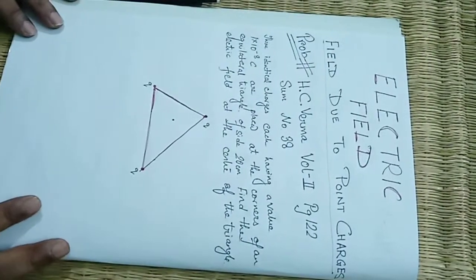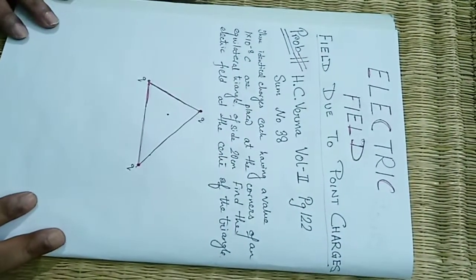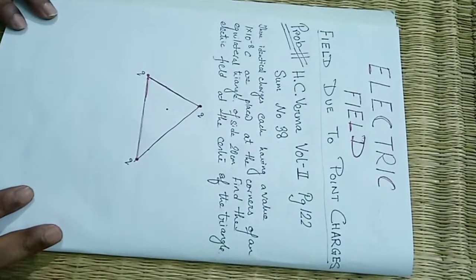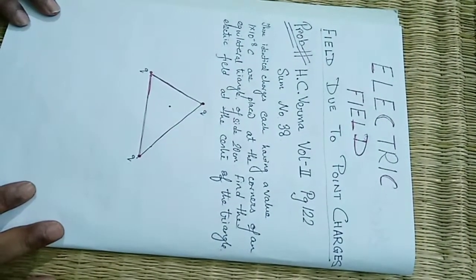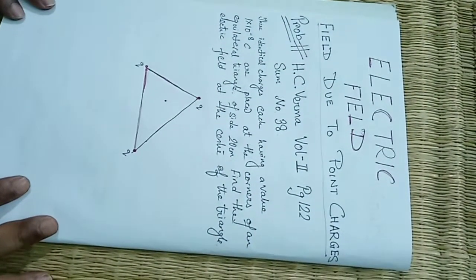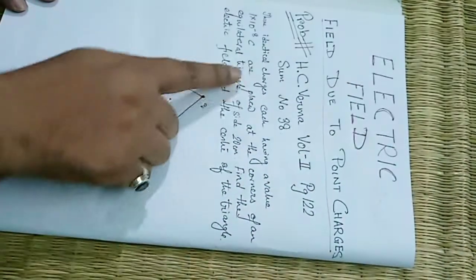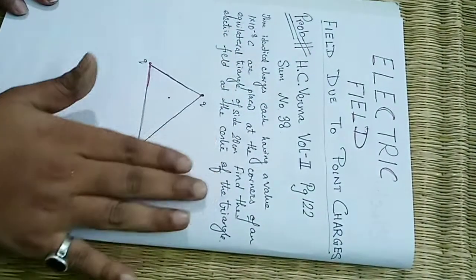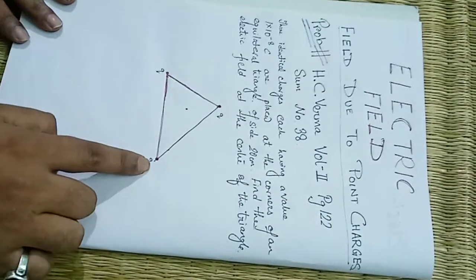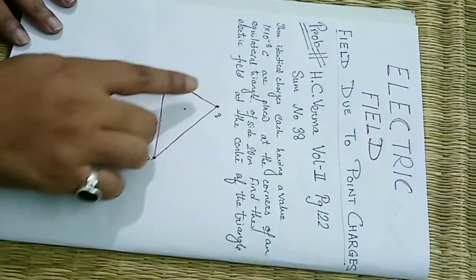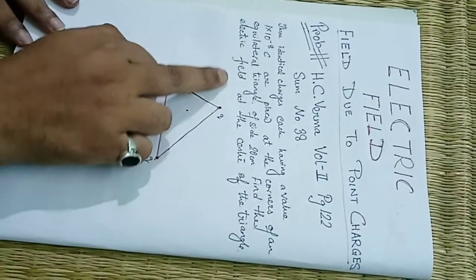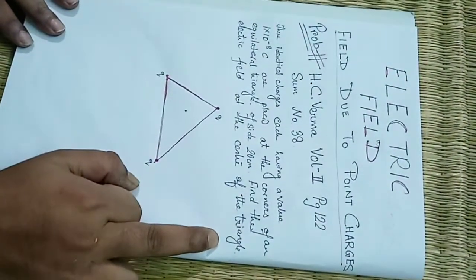Today we will be learning field due to point charges. It is an important topic in electric field. We are going to solve the sum. It is a sum from H.C. Verma volume 2. It is saying that three identical charges, I have written the sum for you so that it's easier to do. Three identical charges has been placed at the sides of an equilateral triangle. Find the electric field at the center of the triangle.